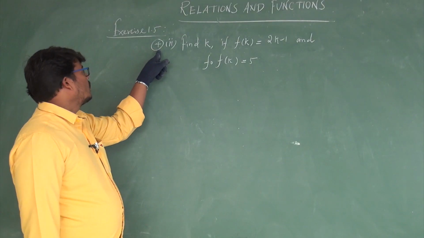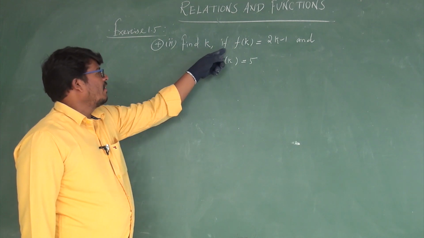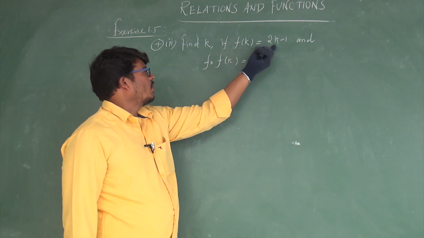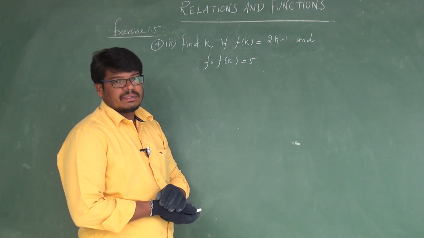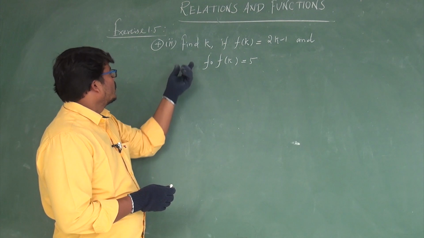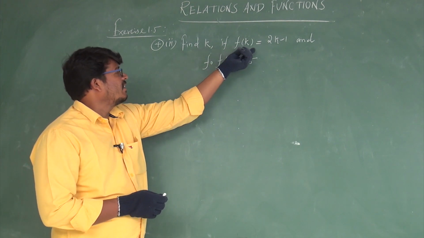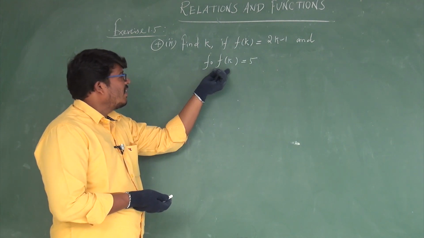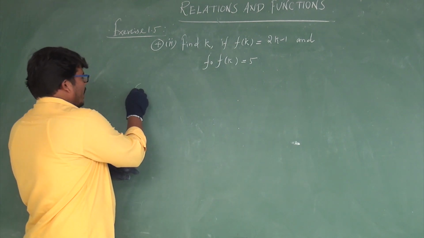Next one, fourth question, second bit. Find k if f of k equals 2k minus 1 and f∘f of k equals 5. The previous question was to find the value of k; this question is to find the value of k if f of k is given as 2k minus 1. Given the condition f∘f of k equals 5, find the value of k.